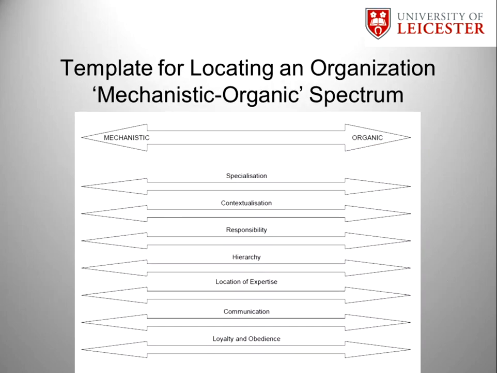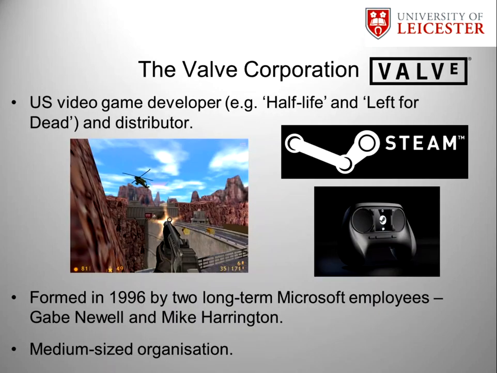And in the lecture I talked about actually this isn't a dichotomy between being organic and mechanistic. Actually what you find is that companies, depending on these different characteristics, will be more or less organic, and it's better to think about this as a spectrum rather than a dichotomy between one or the other.